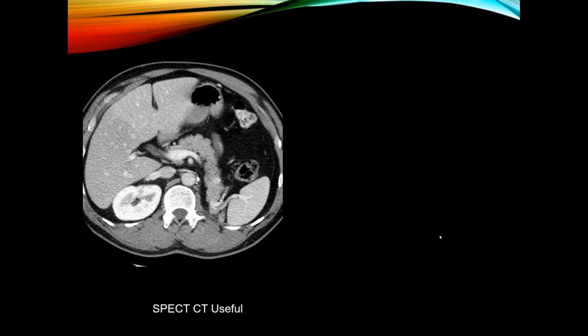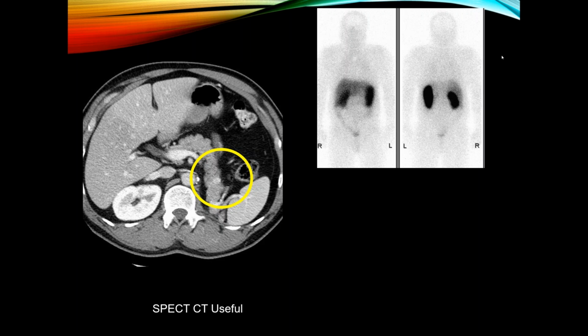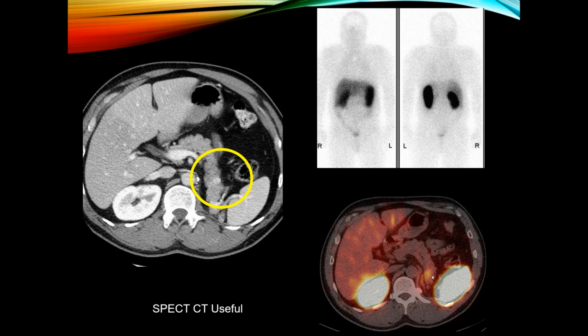disease. Here's another example, a small little, maybe 1 centimeter lesion in the pancreatic tail. See that enhancement on the CT? They want to know, is this a pancreatic neuroendocrine tumor? We do the whole body. Doesn't look like anything on the whole body images. When we do SPECT CT, we can see clearly that there is focal uptake. It was probably just obscured by the other structures like the kidneys, for example, and the bowel. So we can confidently say, yes, that is a neuroendocrine tumor.